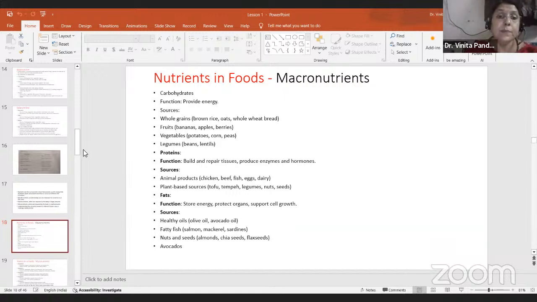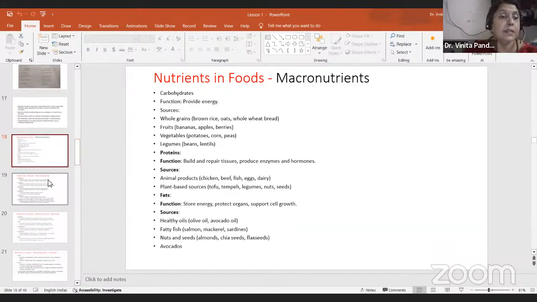I think the slide is getting repeated. I wouldn't waste our time on that.